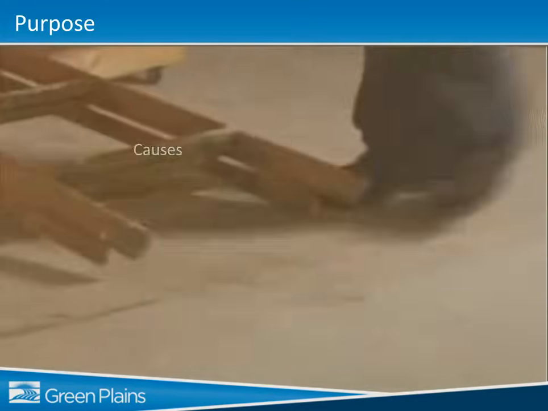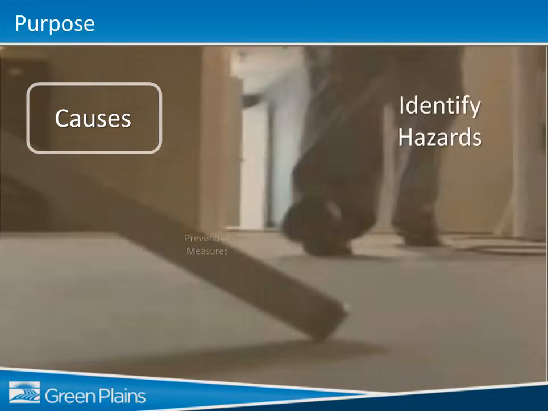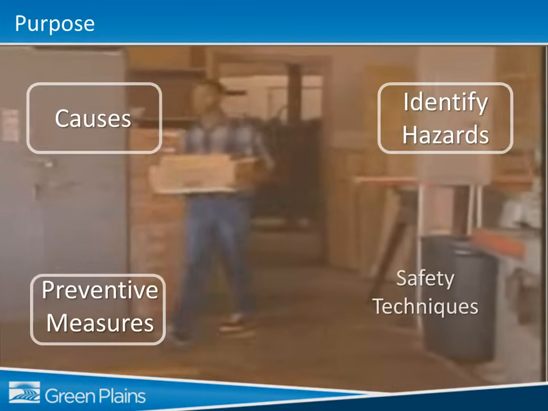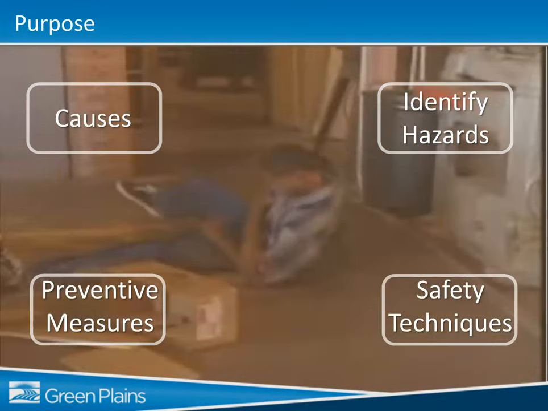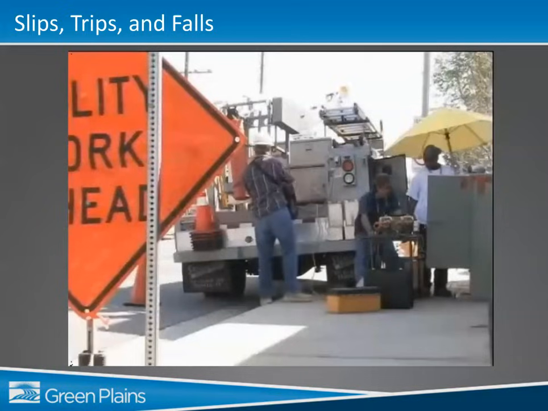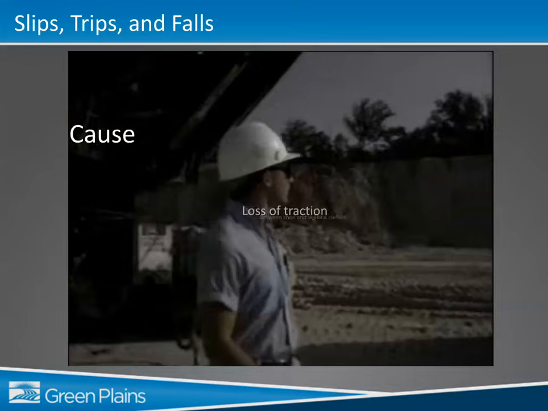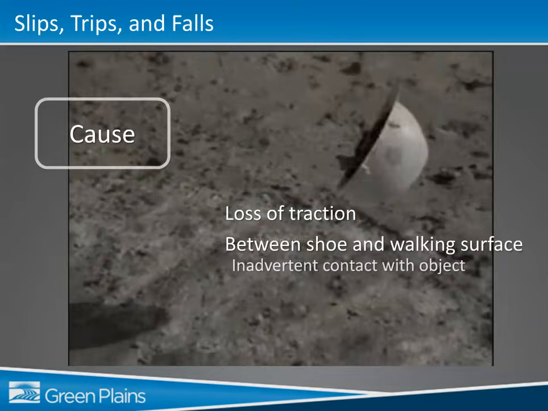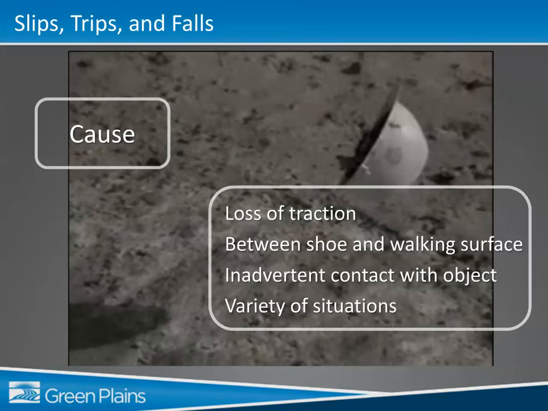Discussed in this training will be the causes of slips, trips, and falls, identifying the hazards associated with walking and working surfaces, common preventative measures, and discussion of safety techniques for reducing the impact of slips, trips, and falls. In general, slips and trips occur due to a loss of traction between the shoe and the walking surface, or an inadvertent contact with a fixed or movable object which may lead to a fall. There are a variety of situations that may cause slips, trips, and falls.